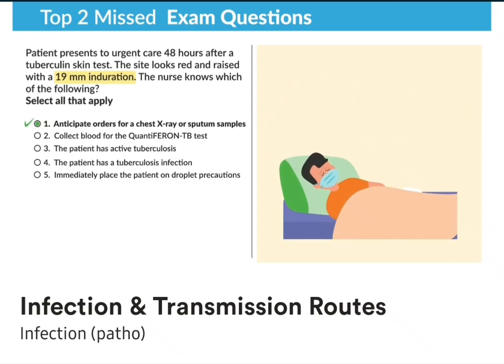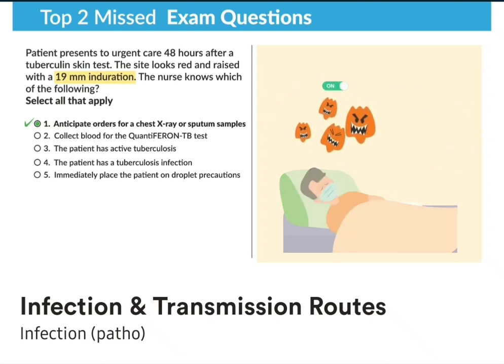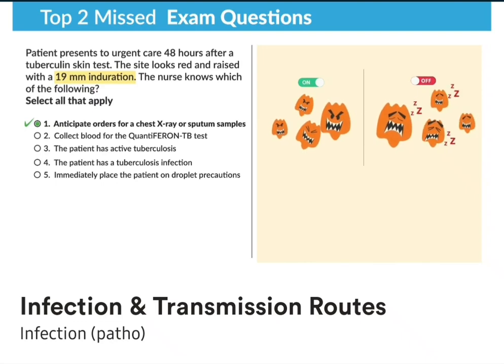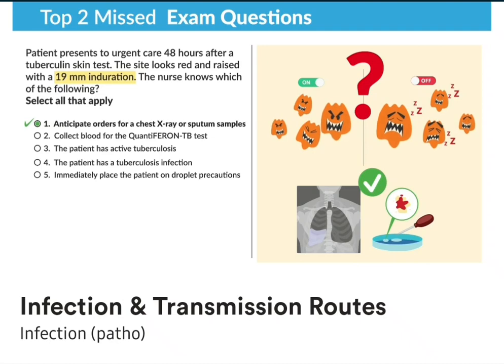Now, option number 3, the patient has active tuberculosis. No, this option is incorrect because we don't even know if it's active or inactive. That's why we have to do option number 1, all these tests to confirm that.